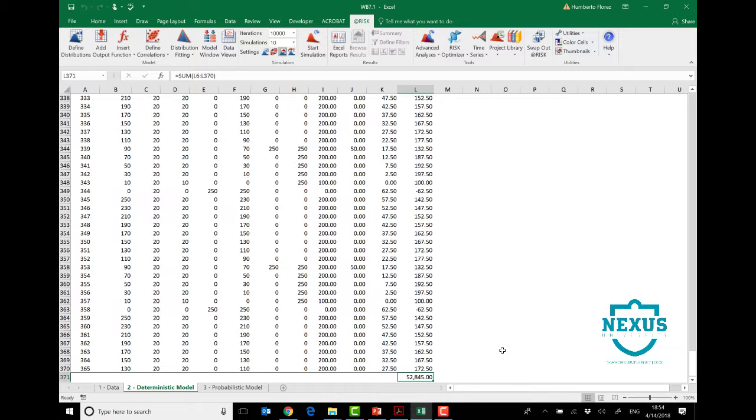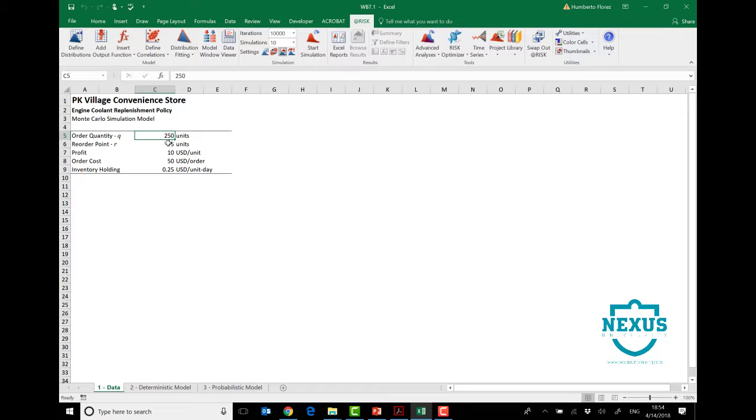And if we keep that policy and demand is steady, exactly at 20 units per day, we will have a total profit selling this item of $52,845. If we change the policy, we decide to order, for example, 350 units, and the reorder point is now 100 units, we do that every time our inventory level reaches 100 units.